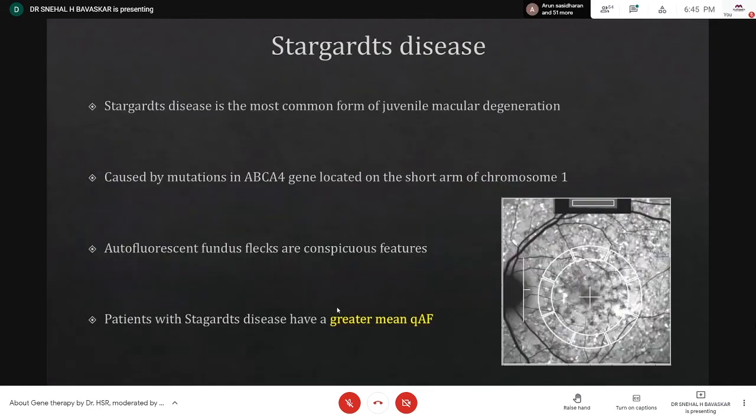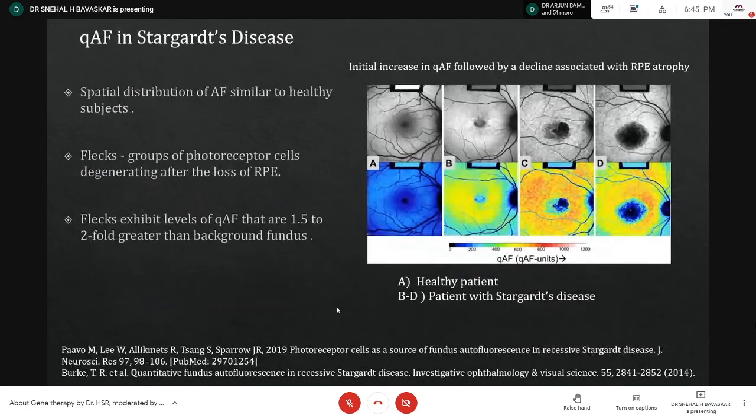Coming to Stargardt's disease, we know it's the most common form of juvenile macular degeneration. Regarding quantitative autofluorescence, there are two main things we need to look at: one is the mean quantitative autofluorescence and the other is the autofluorescent fundus flecks. Studies on Stargardt's disease were mainly done to find out if the quantitative autofluorescence approach would facilitate inter-patient comparison in genetically confirmed cases of ABCA4 associated disease. They found that the spatial distribution of autofluorescence was similar to that seen in healthy subjects.